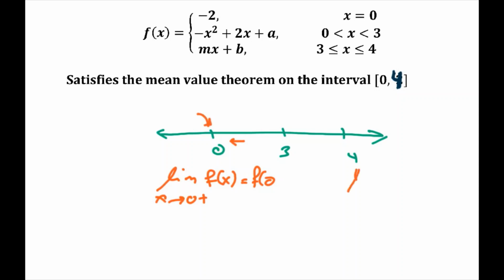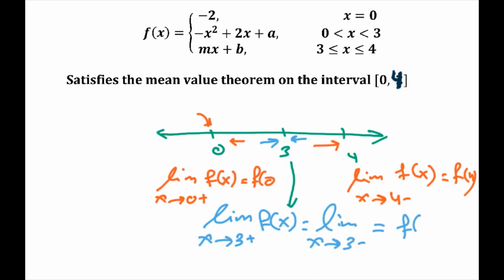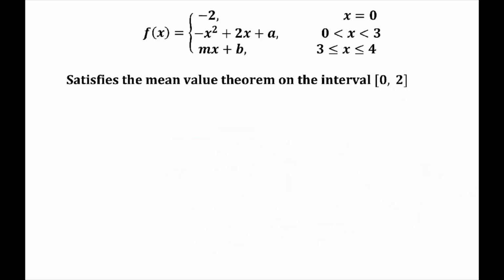Same here, limit as x approaches 4 from the left side equals f(4). Now at 3, it has to be from the right side and left side. The limit as x approaches 3 from the right side should equal the limit as x approaches 3 from the left side, and that's going to be equal to f(3) as well.